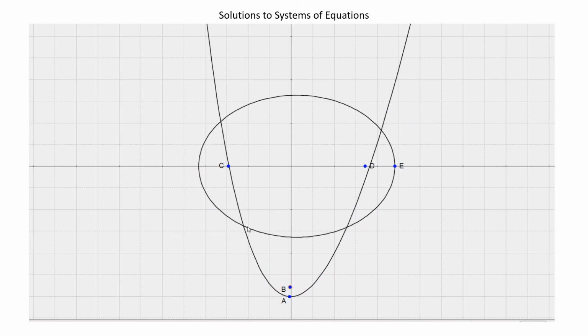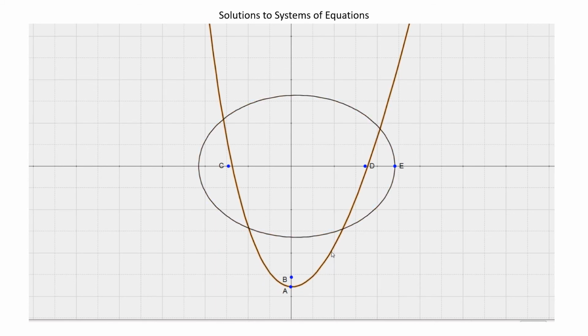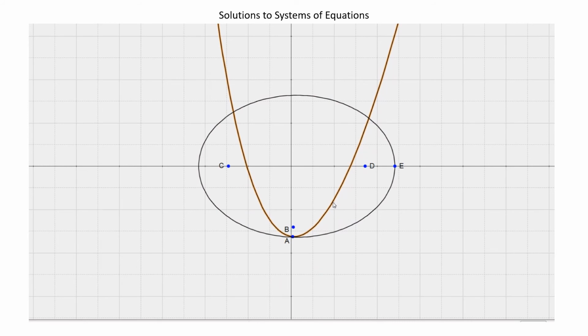Now we have 2, and now we have 4. We could get a total possible 4. So we could have 0, 1, 2, 3, or 4 solutions. Oh, here's 3. Forgot that we hadn't even done that one yet. So 0, 1, 2, 3, or 4 possible solutions. And then if we have circles and ellipses or hyperbolas and ellipses, it's the same kind of thing. We can get up to 4 solutions, anywhere from 0 to 4.